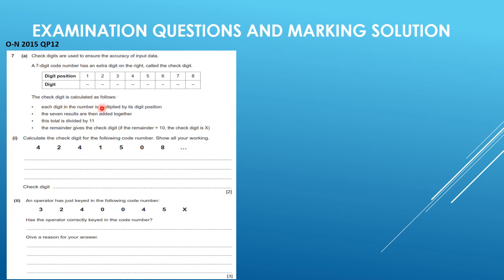Okay, the check digit is calculated as follows. Each digit in the number is multiplied by its digit position. So this is the question, and this is the number. We will put this number under this digit position, and we will multiply each digit with its digit position. The results are then added together. This total is divided by 11. The remainder gives the check digit. If the remainder is 10, we write the check digit as X. Okay, so let's see the marking key to get the answer.